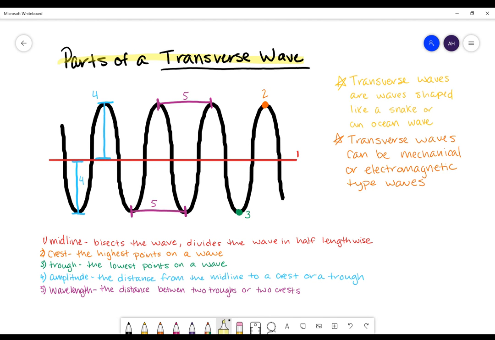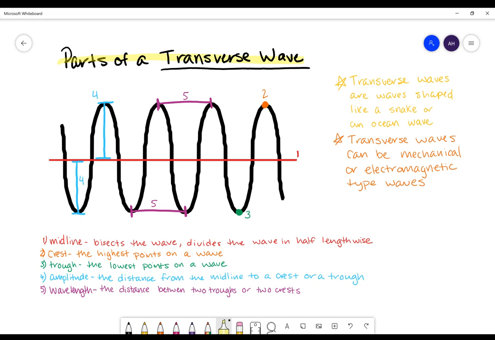The next part is the crest. The crest is the highest point on the wave. So it is up here at the very top of our wave. Now, there's more than one crest on a wave. There's a crest right here and right here and right here. I'm just showing you one on your diagram so you know what we're looking at, but there are more than one on the wave.